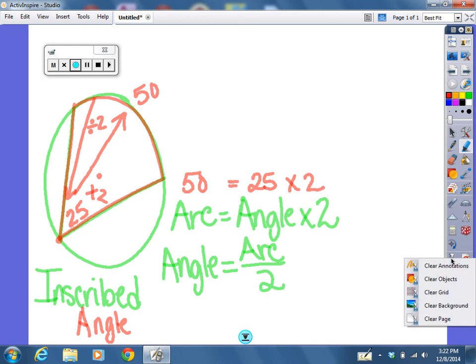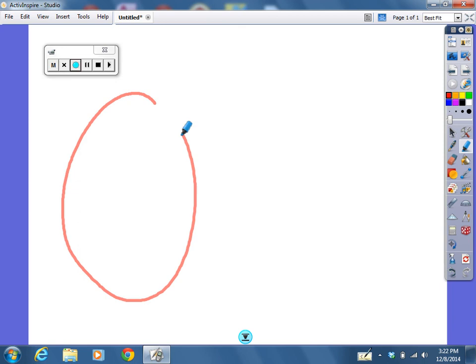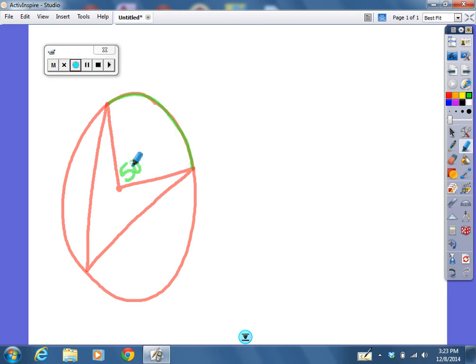With an inscribed angle, what if we had a circle that had an inscribed angle but also had a central angle, and these angles shared the same arc? Okay? So if they share the same arc, they both hit this arc right here together. And what if you were told that this was 50? All right, this is a central angle. I just told you it was a central angle. So if that's a central angle, then the arc is 50.